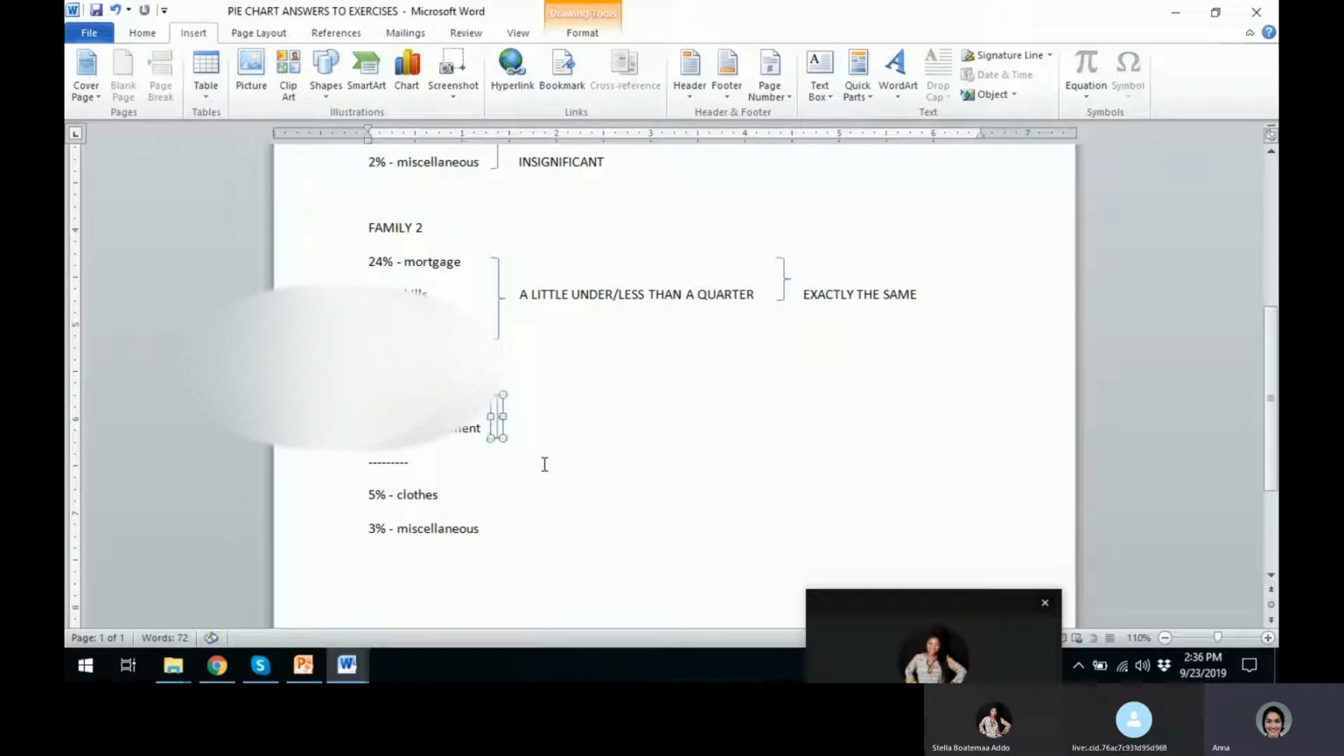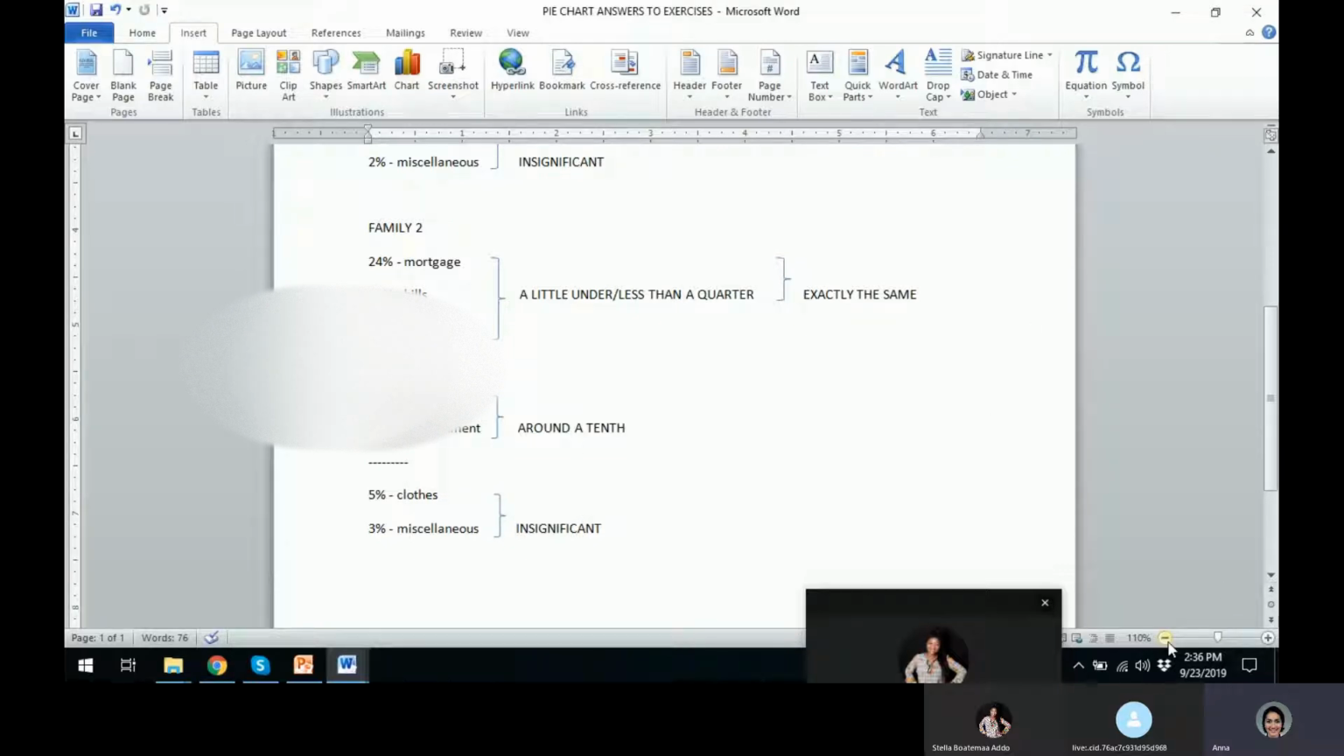But if this is the way you cut it, you may use the hedge word "around" a tenth, because around could be a little under or a little over. Next, how about 5 and 3? They are both insignificant. If later on you think of something else to add to these words, that's also perfectly fine.